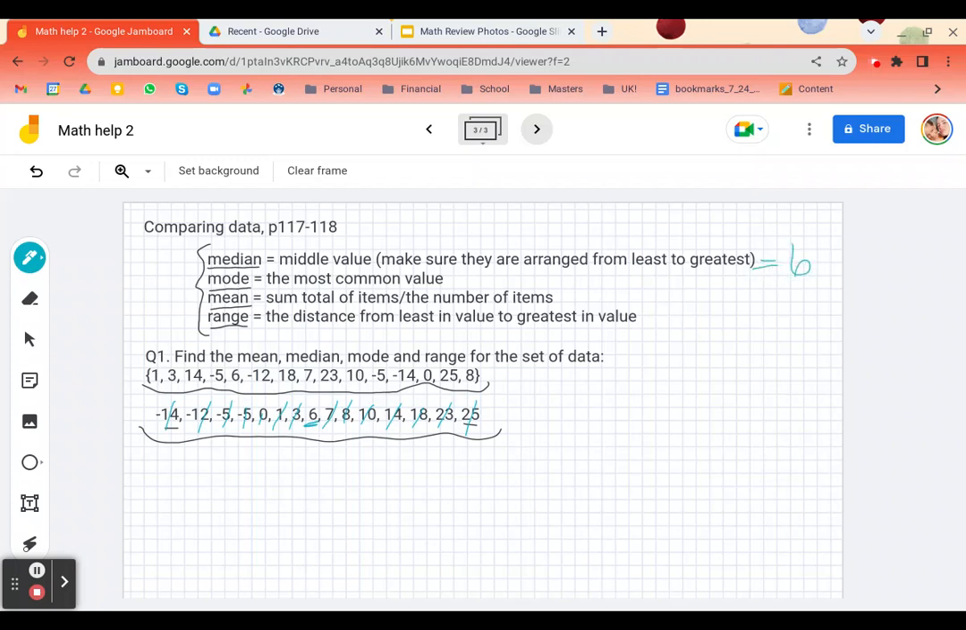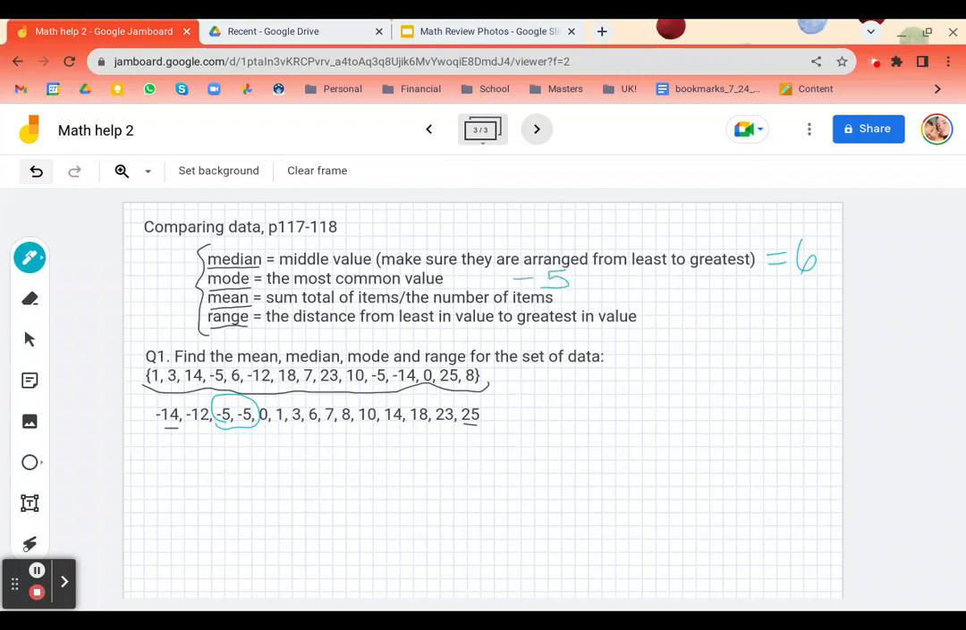If I had an even number in here, let's say I didn't have one of these values, then I would take these two numbers and divide by 2. So I would get 6.5. But I do in fact have it, so that is not the case. So I'm just going to delete these. My median is now 6. My mode is the most common value. As you can see here, I have two -5s, and so that's what that is.